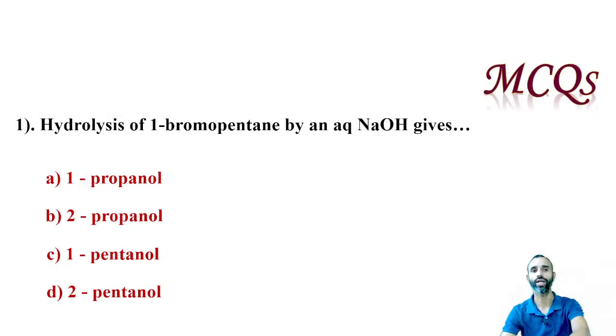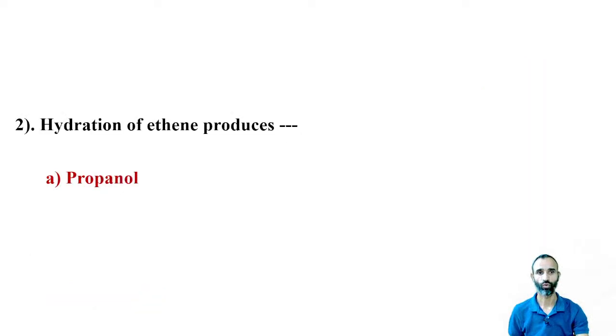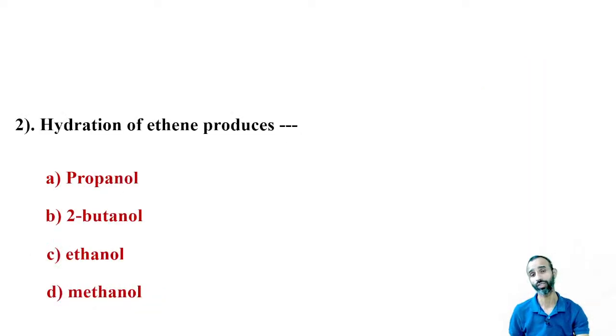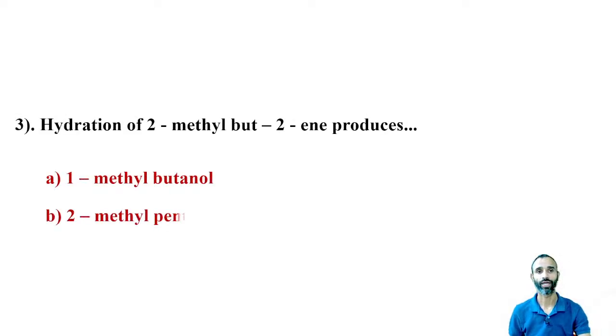Hydrolysis of 1-bromopentane by aqueous NaOH gives 1-pentanol. Hydration of ethene produces, yes, ethanol. Hydration of 2-methylbut-2-ene.